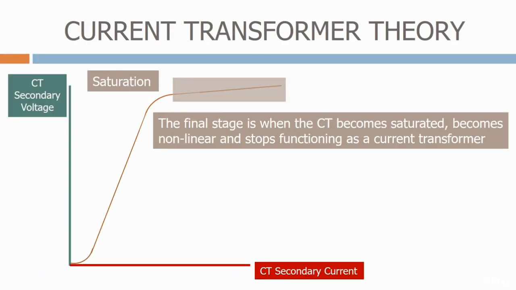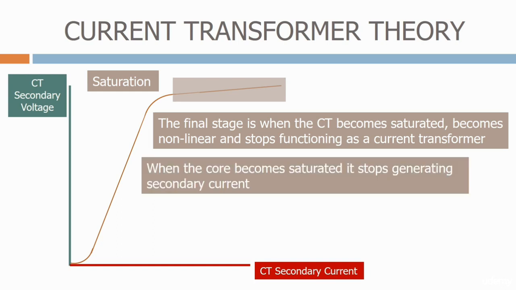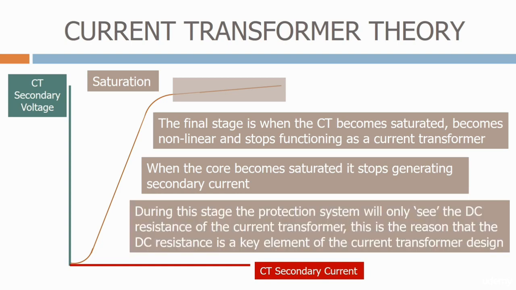The final stage is when the CT becomes saturated, becomes nonlinear, and stops functioning as a current transformer. When a core becomes saturated, it stops generating secondary current. During this stage, the protection system will only see the DC resistance of the current transformer. This is the reason that the DC resistance is a key element of the current transformer design.